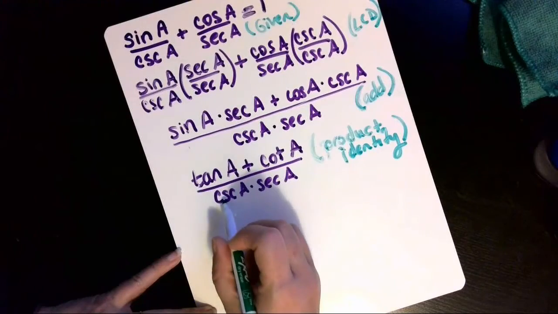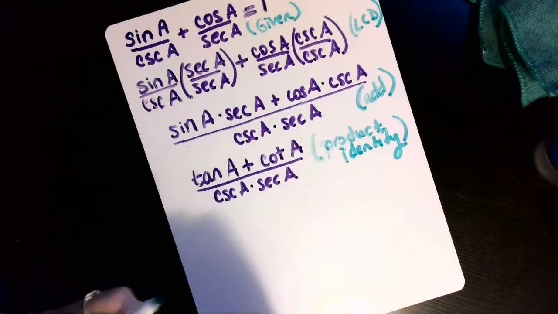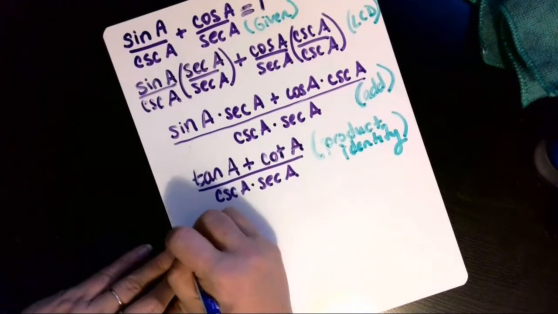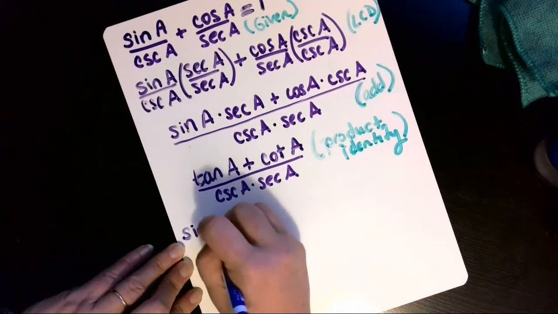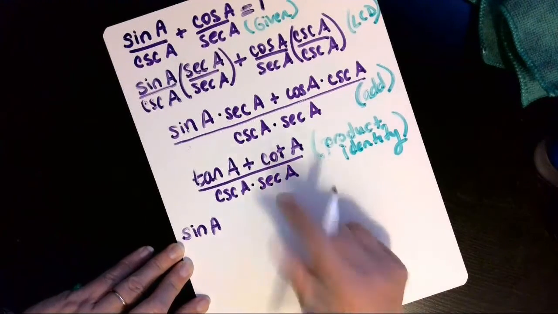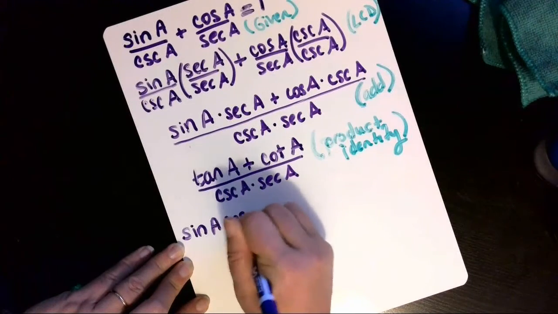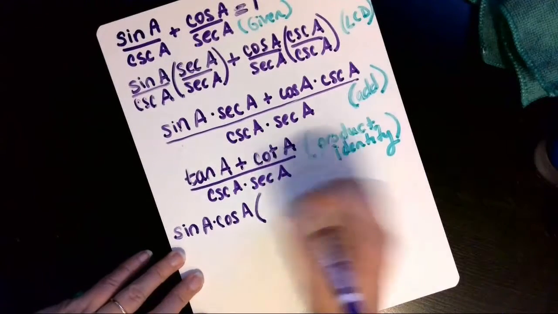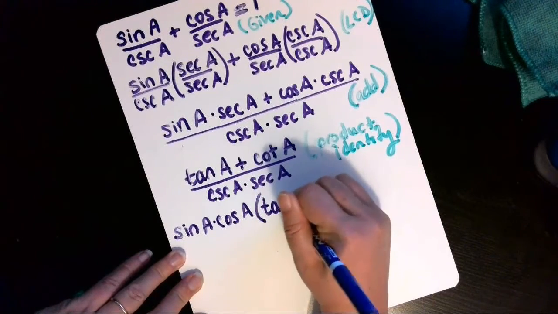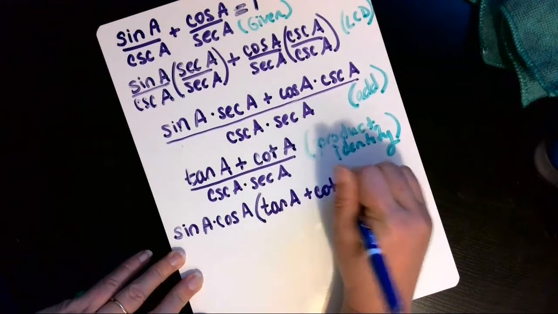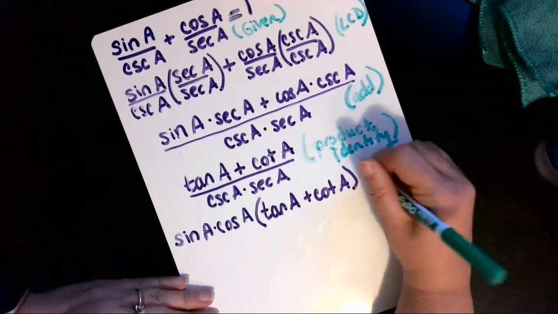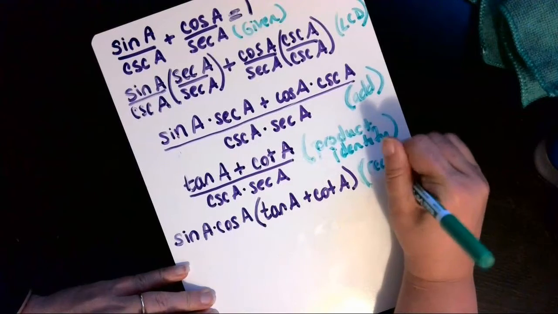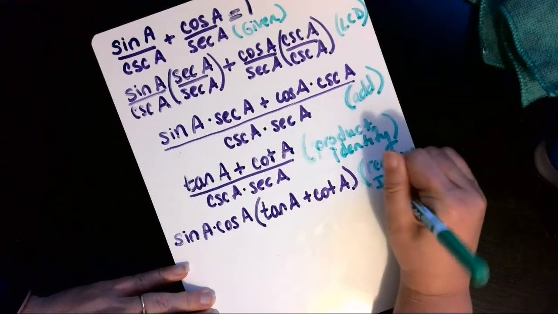So now we're going to do a reciprocal identity with secant and cosecant. So since cosecant is the reciprocal of sine, we're going to multiply up here by sine. And since secant is the reciprocal of cosine, we're going to multiply up here by cosine. And that gets rid of the denominator altogether, and we still have in the numerator tangent of A plus cotangent of A. And then our reason that goes beside that is reciprocal identity.